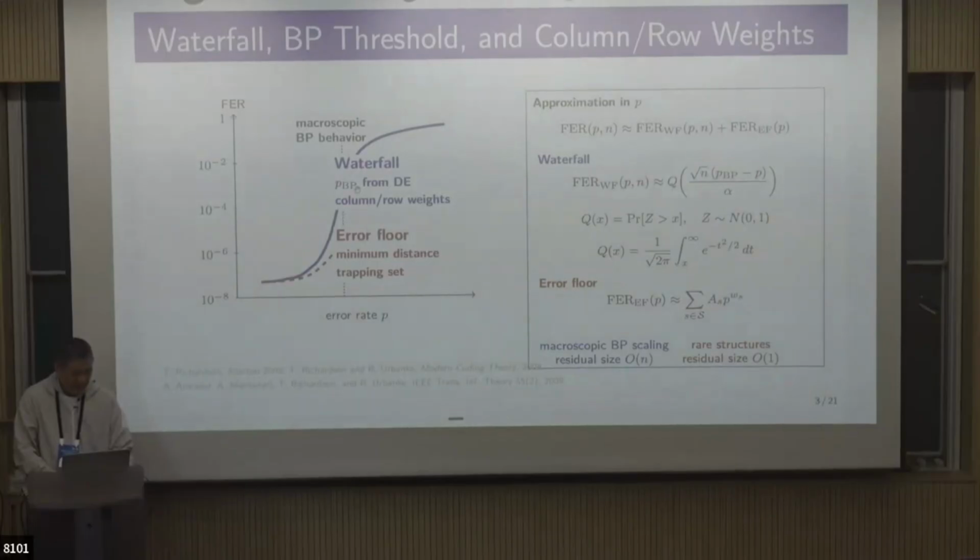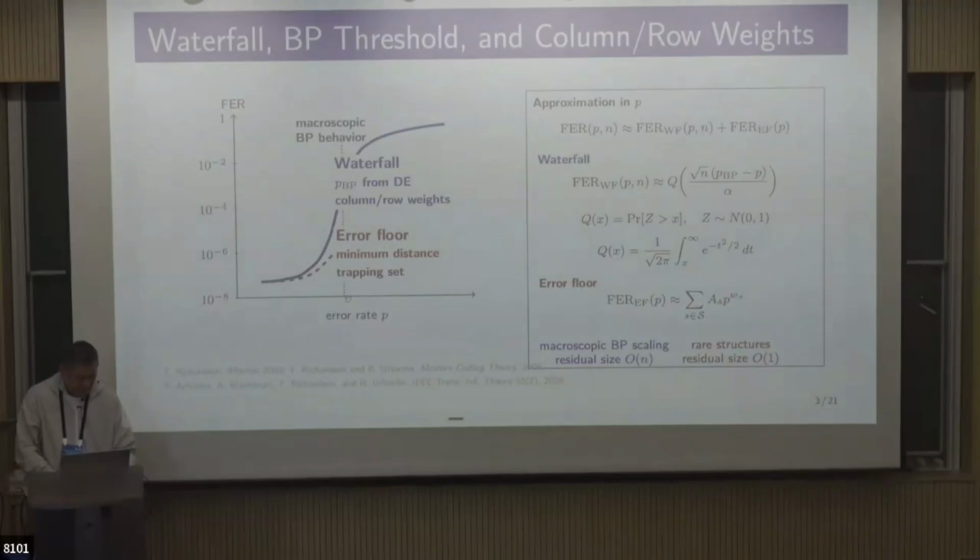The key design variables are column weights and row weights. Column weight is the number of ones in a column of the parity check matrix H, and row weight is the number of ones in a row of the matrix. Changing the weights changes the BP threshold, hence the waterfall location. So changing the column weight and row weight of the parity check matrix changes where the BP thresholds are.